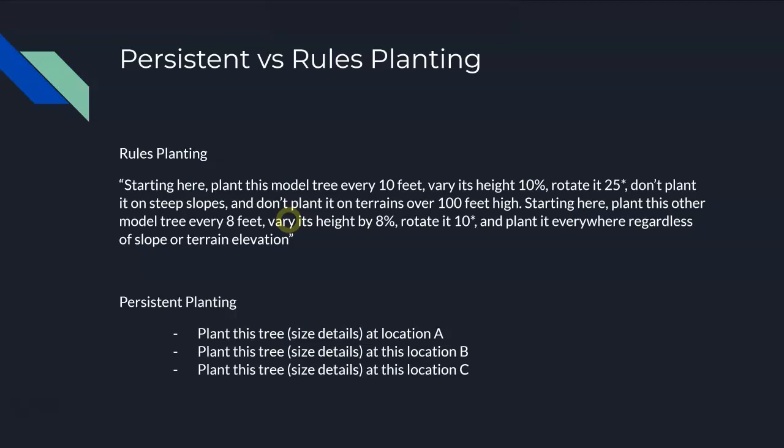So another part of that same rules planting could be, okay, and then starting here, plant this other tree, a maple tree, plant this one every 8 feet, but only vary its height by 8% randomly.